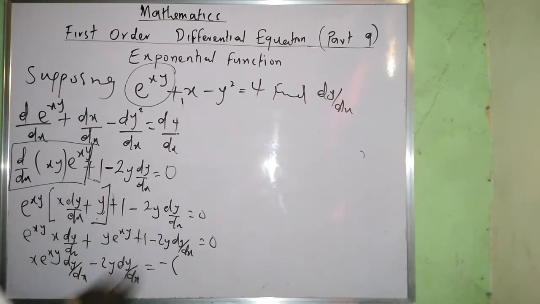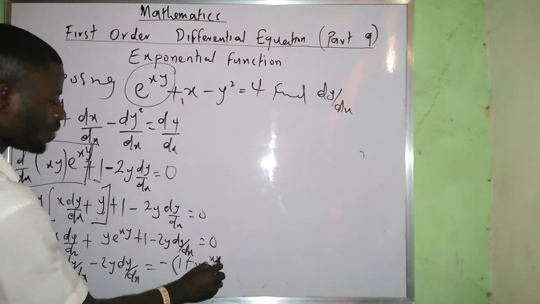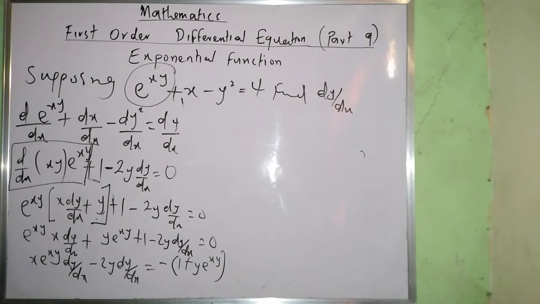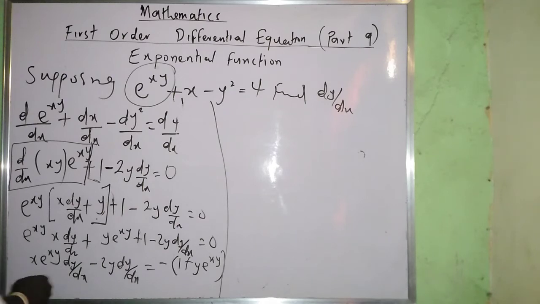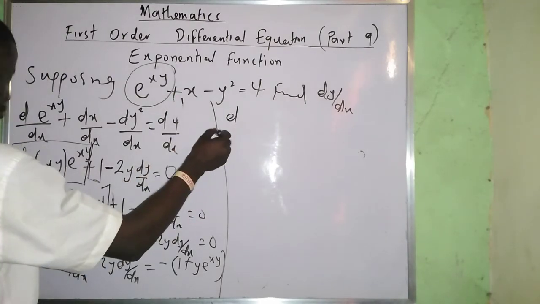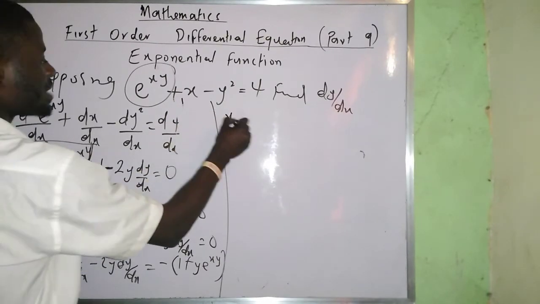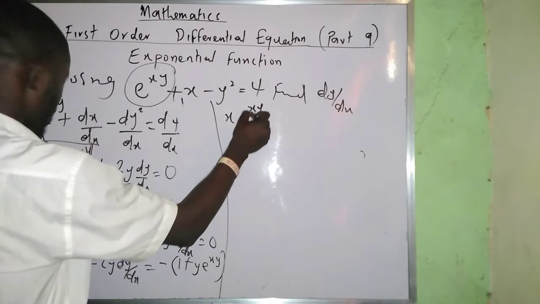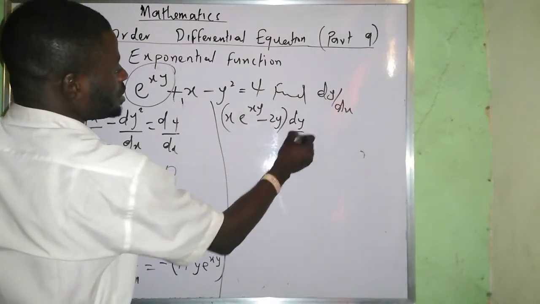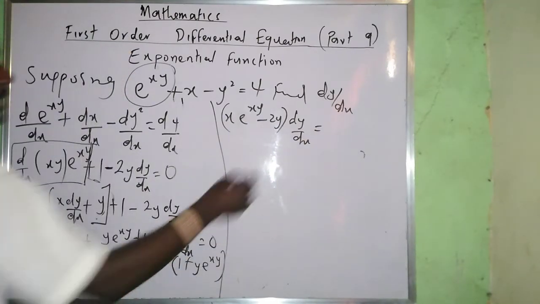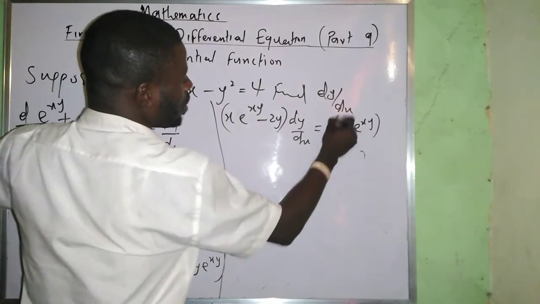this one will have a minus bracket of 1 plus e of xy bracket. Now, since I have this, I can move on by having a bracket d of y. Okay, let me just do it this way, standard rule. Now I'll be having x e^(xy) minus 2y bracket of dy/dx equals to minus 1 plus e^(xy) all close.